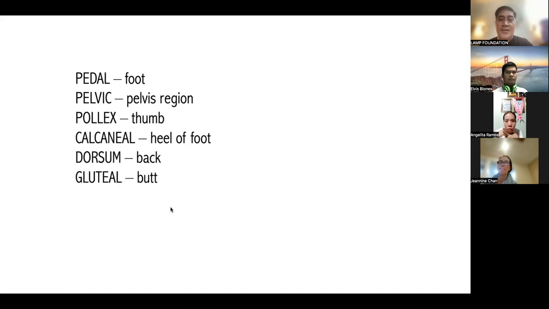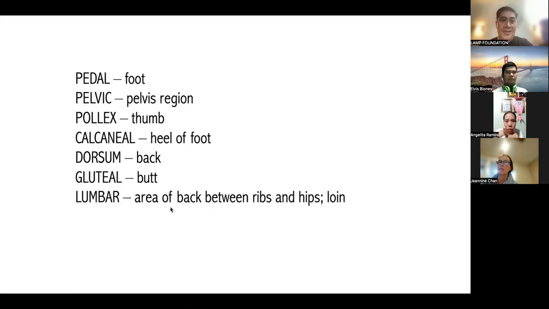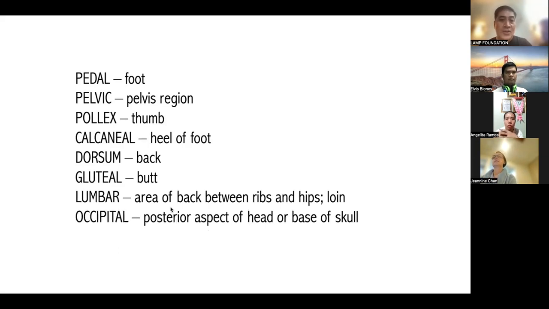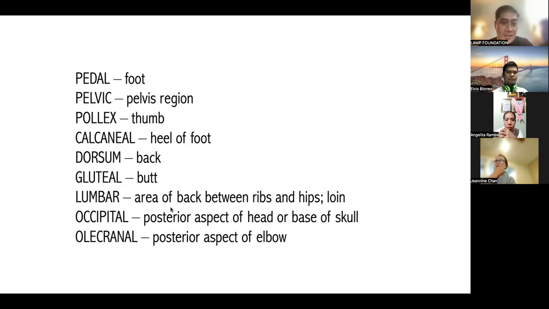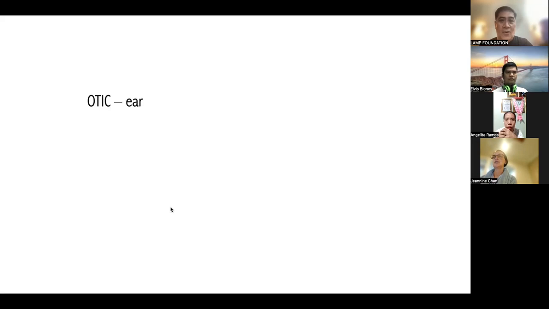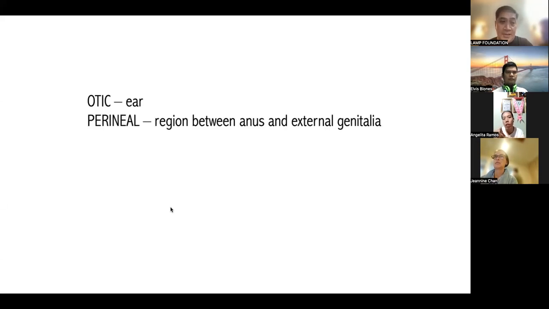Dorsum is back. Gluteal, your butt. Lumbar is the area of the back between the ribs and hips, or the loin. Occipital, posterior aspect of the head or base of skull. Olecranal is the posterior aspect of elbow, from olecranon. Otic is ear. Perineal, the region between the anus and the external genitalia.